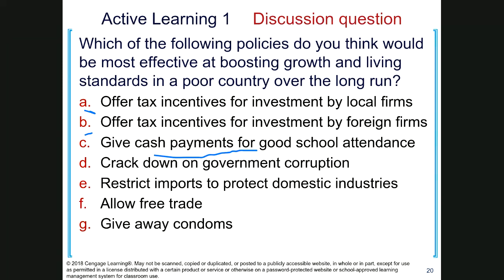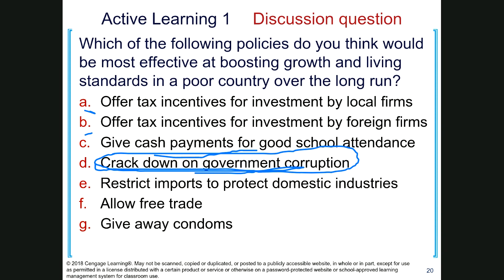Okay, crack down on government corruption. That's not going to be as effective. But somehow you can link it to one of those components of economic growth.